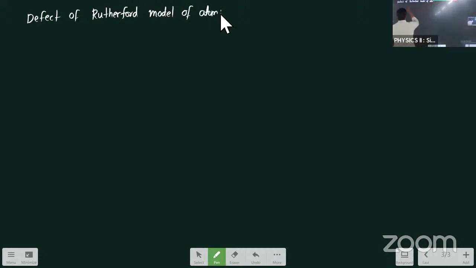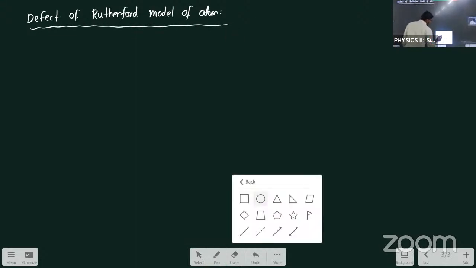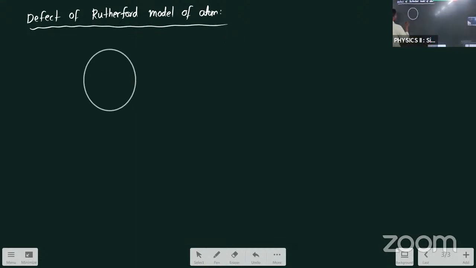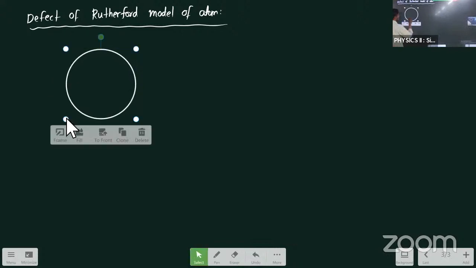Defects of Rutherford model of atom. Now see here carefully. There are two things you are supposed to understand here. If you are done with the two things, we can go with Bohr's model of atom.